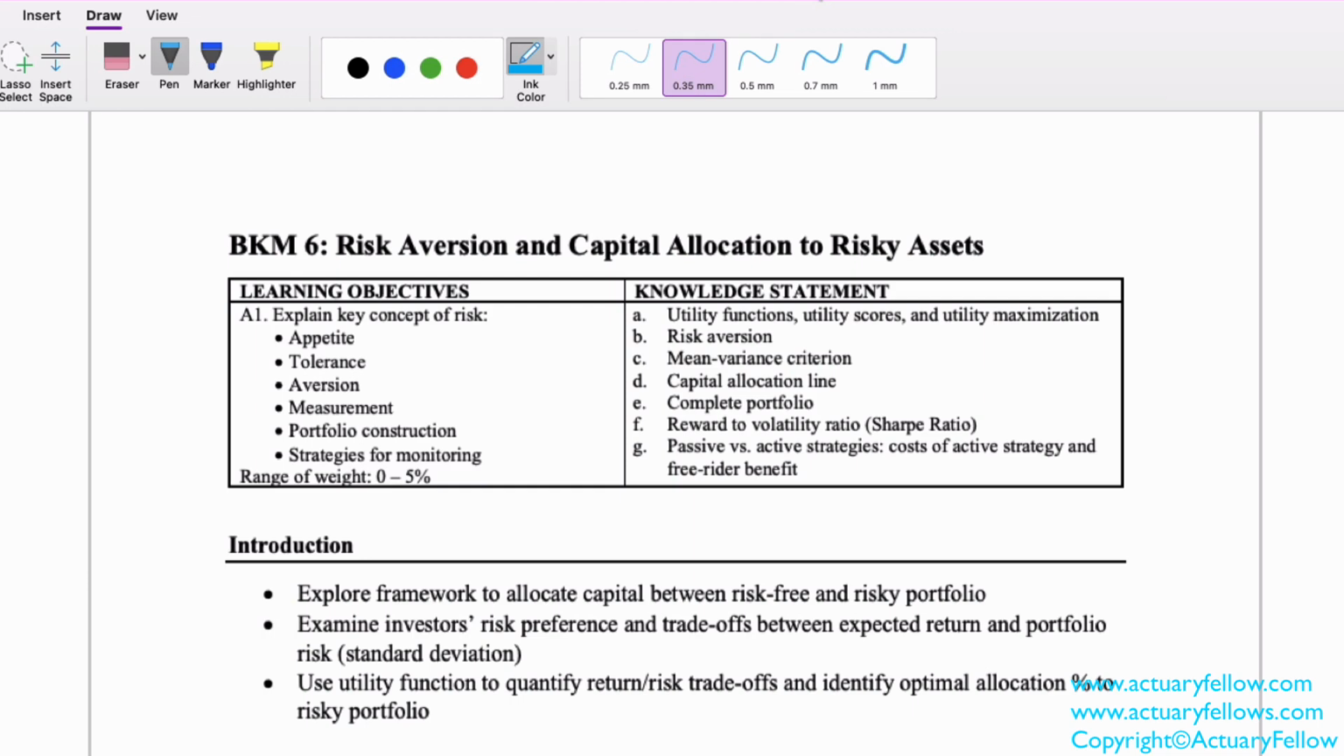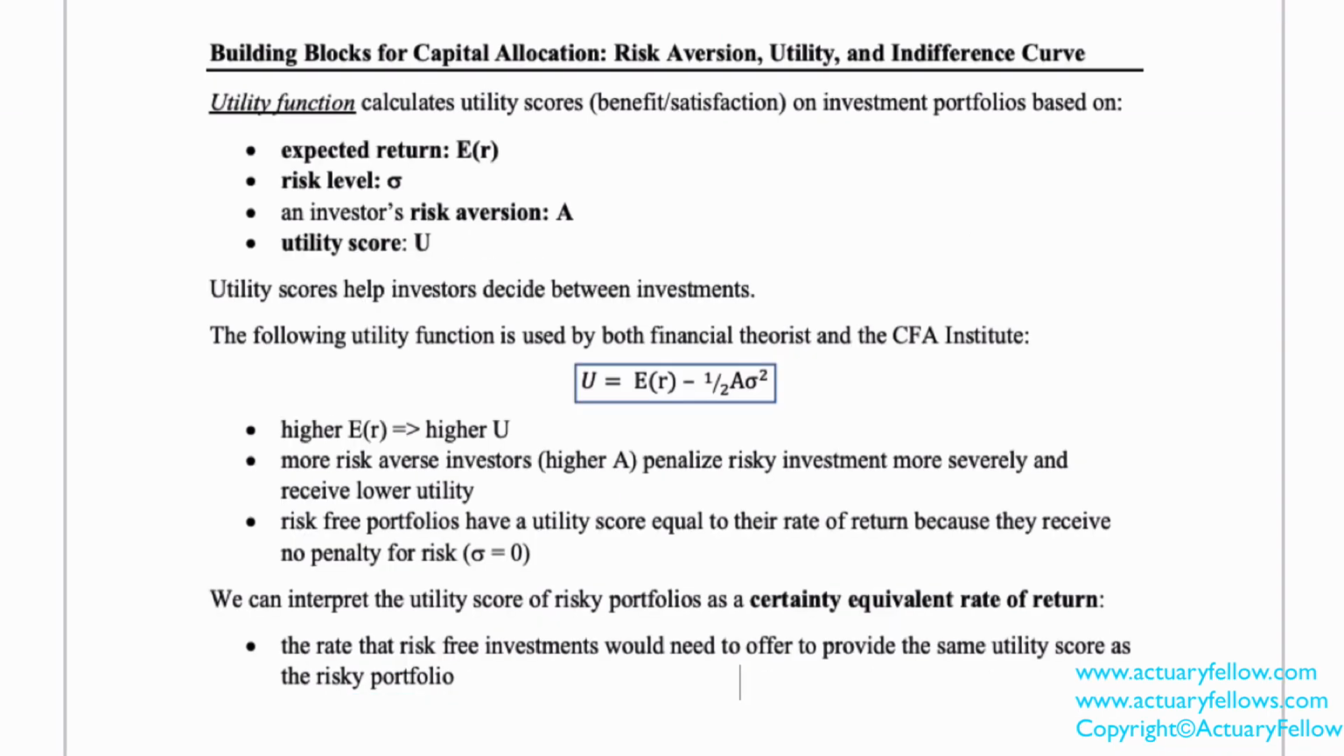BKM6 is about how to allocate capital between risk-free and risky portfolio. We will go over the building blocks for capital allocation, such as investors' risk preference, and use utility function to quantify risk-return trade-offs and identify optimal allocation percentage to risky portfolio.